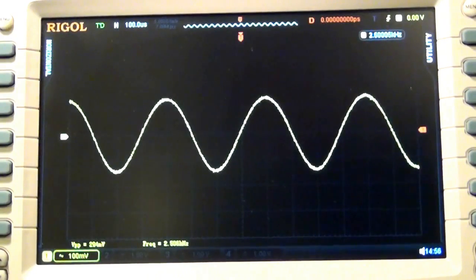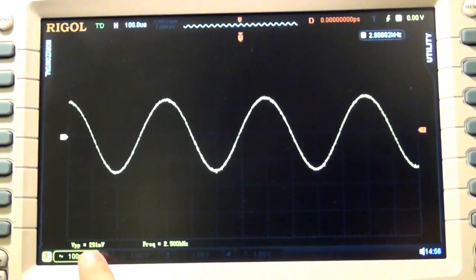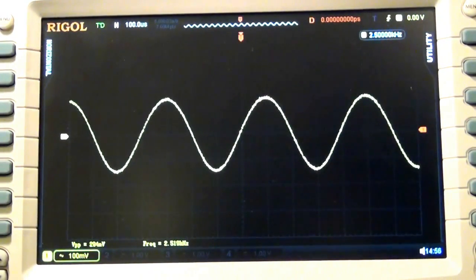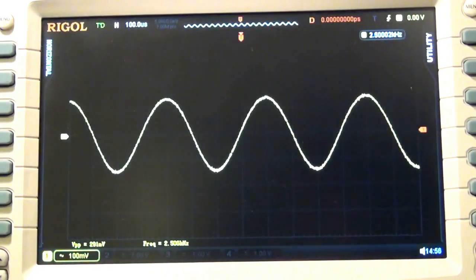It's obviously a sinusoid. It looks nice, doesn't seem distorted, and its output amplitude is 294 millivolts peak to peak. So I'm applying 5 millivolts peak to peak and I'm getting approximately 300. So that's a gain of about 60, just under 60. Now it's not 64, and the reason is because there is some extra loading in there that I'm not talking about specifically in the schematic, but it's really close to what we calculated.